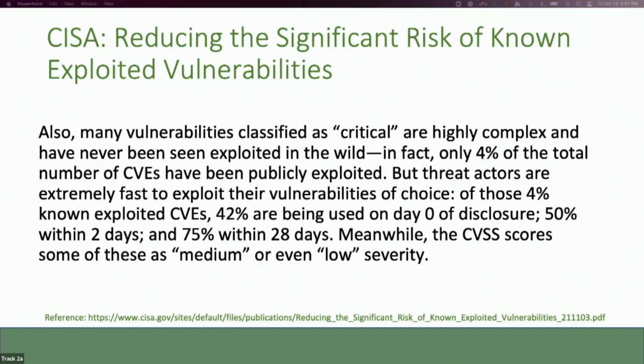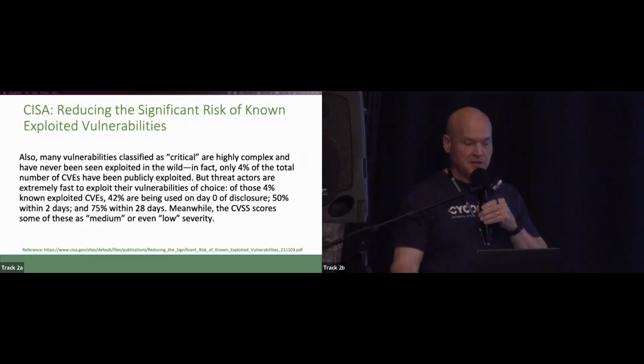So as far as reducing risk, this is an interesting stat from CISA. It's a blurb from a PDF CISA has on reducing the significant risk of known exploited vulnerabilities. They were talking about some different vulnerabilities that were being exploited. A fix or a patch was released for one of those vulnerabilities, and then within a small amount of time, threat actors were already exploiting it.